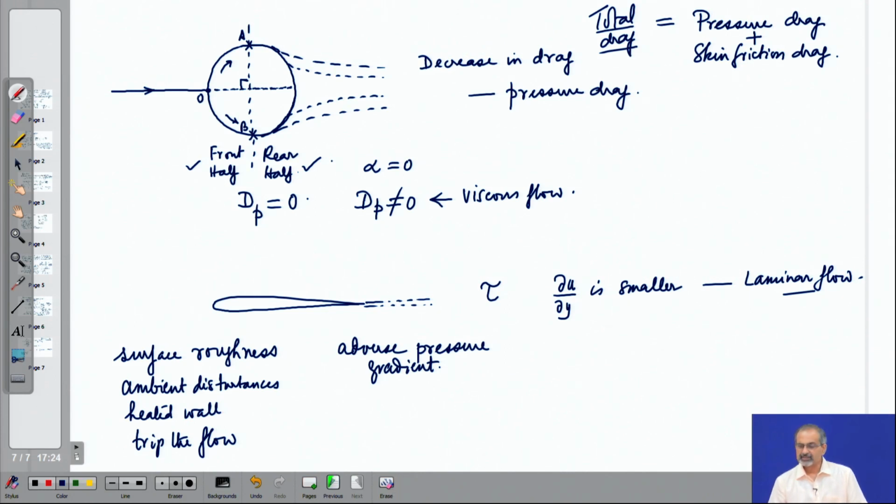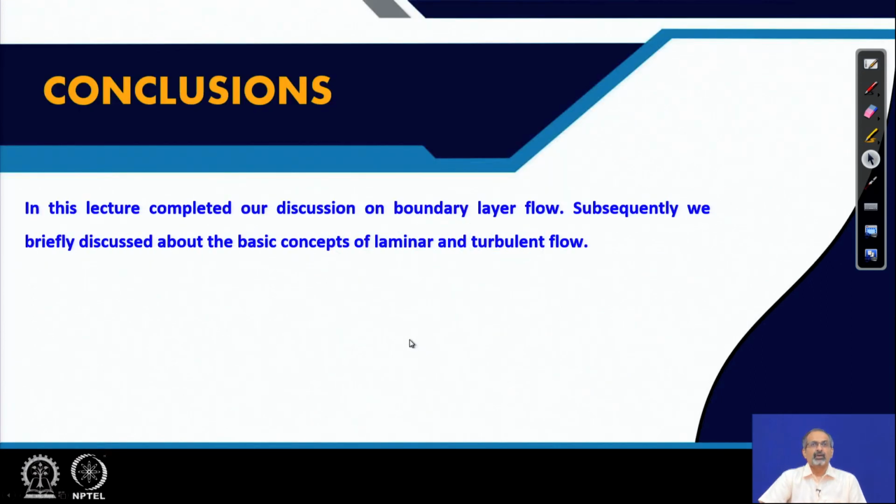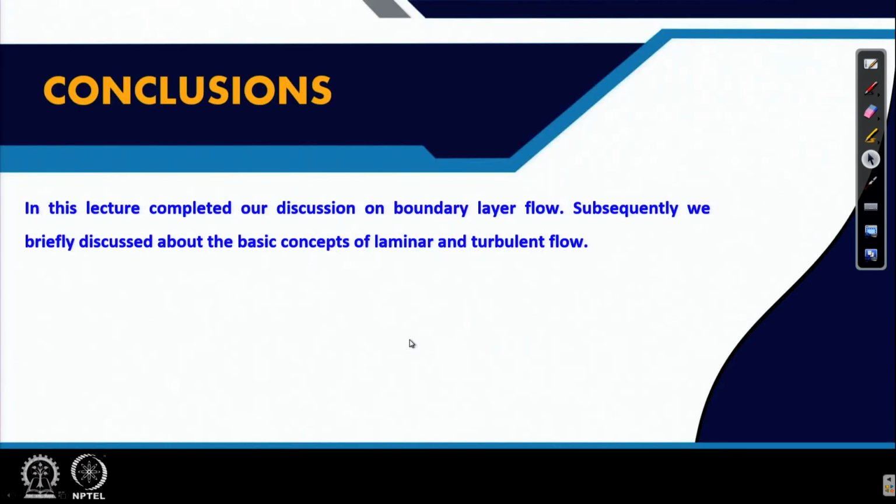So, we briefly discussed about different aspects of laminar and turbulent flow. So, in this lecture we completed our discussion on boundary layer flows with a section on the displacement thickness. Subsequently, we briefly discussed about basic concepts of laminar and turbulent flow, mainly in the context of boundary layer.